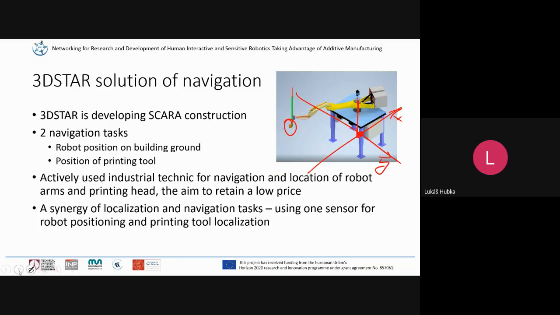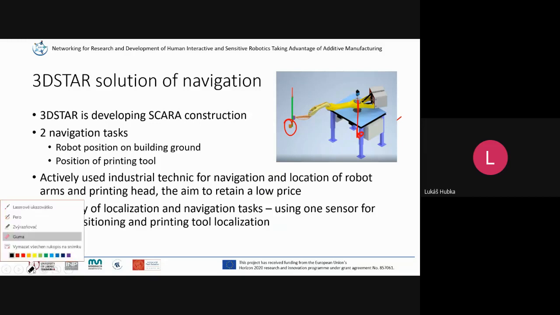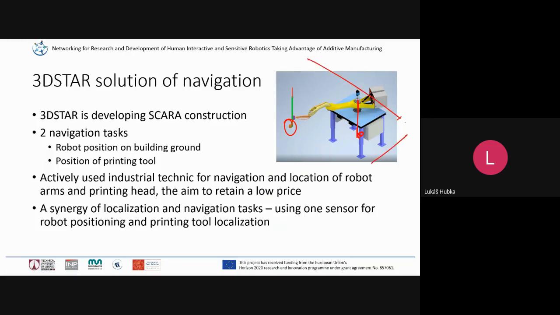Maybe I will do it better, because the axis system is usually in such a way that it's fixed to the construction site. So the robot is not placed in the center. It's not in the place 0, 0. It's somewhere. And once you want to move with the robot, you need to know where it is.